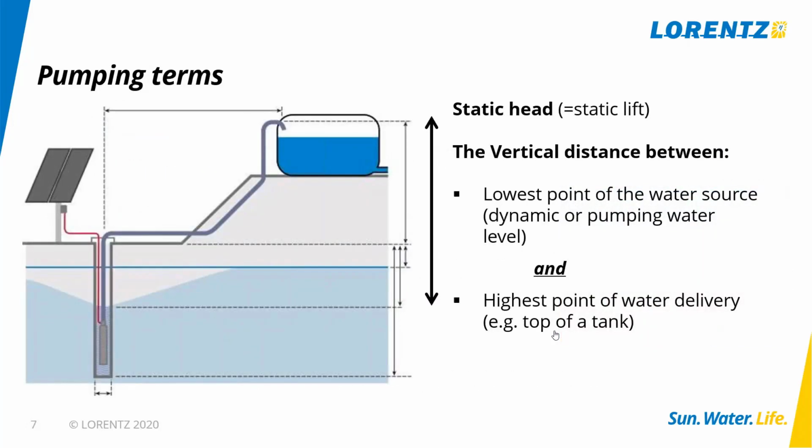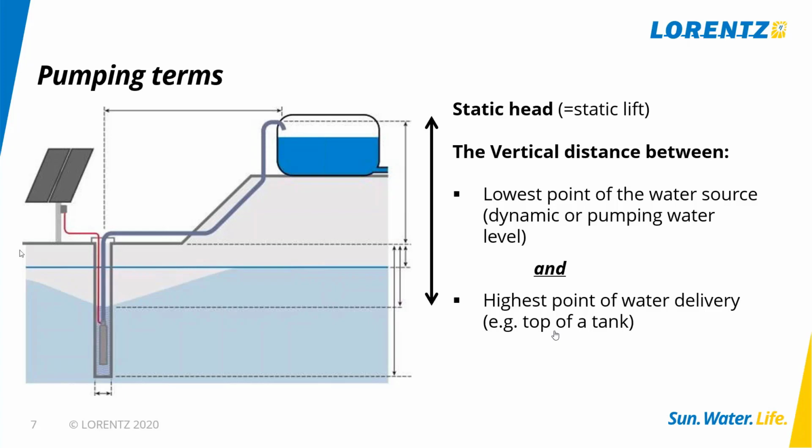So let's introduce some pumping terms. The first thing we want to think about when we're calculating this head or pressure is what's the static head or static lift. And what we're looking for is looking at the whole system, what's the lowest point that the water needs to be pumped from, and what's the highest point it needs to be pumped to. And we're only talking about the vertical distance here. So we're not talking about how long pipelines are, how far the distance between a borehole or the water source and a tank we're pumping to is. We just want to know the height. So what's the vertical distance?